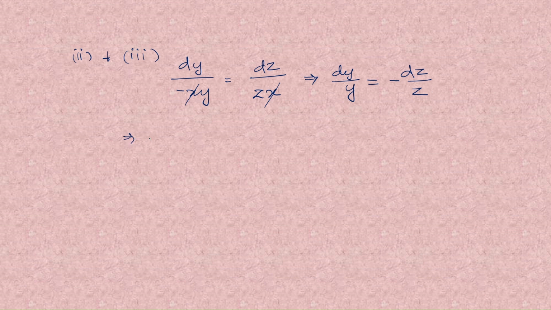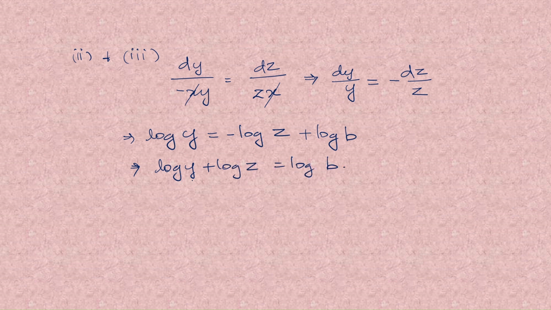Now integrating this, what we get here is log y is equal to minus log z plus a constant. Since we have both logarithmic functions, we can consider the constant again as a log function, so let it be log b. So here we have log y plus log z is equal to log b. But log a plus log b we know can be written as log ab, so here it is log yz is equal to log b. Now taking the exponential on both sides, we obtain yz is equal to b. We can mark this as equation 2.